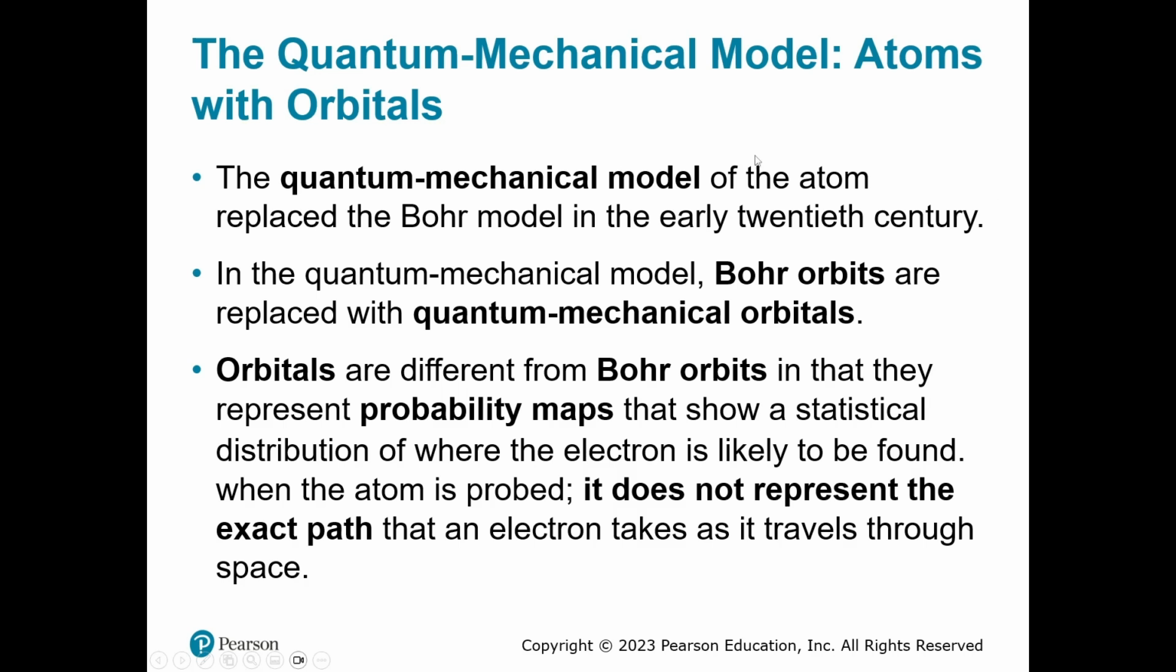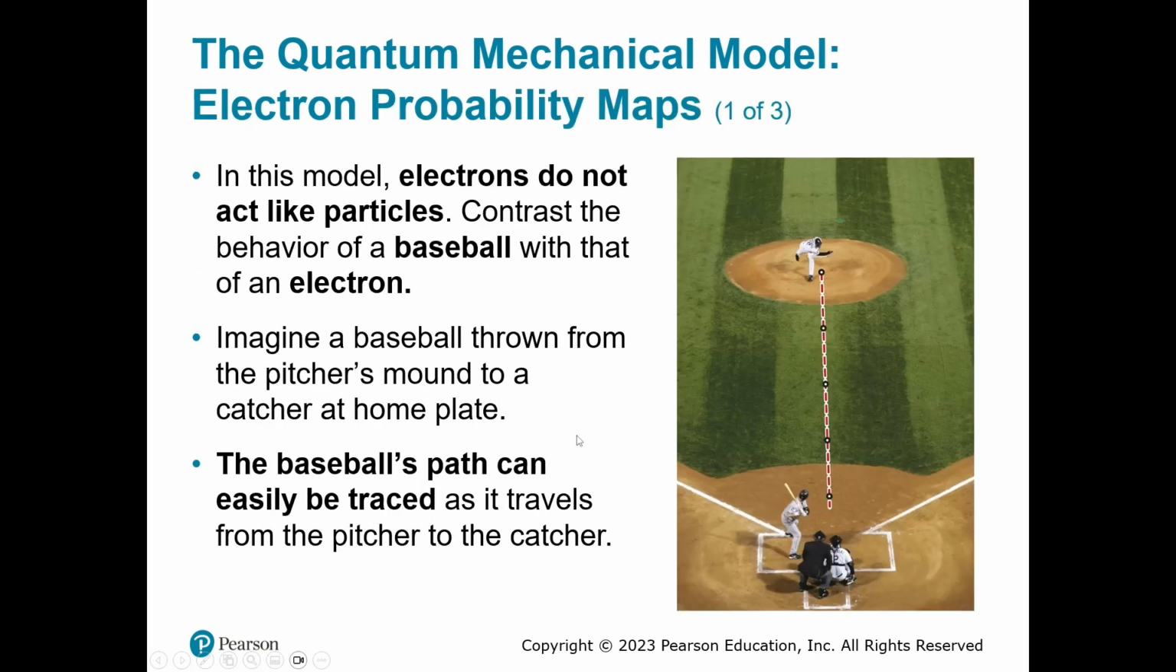And so here's just some of the background on the quantum mechanical model. The big difference in naming is that we change our orbits in the Bohr model to orbitals. These orbitals are not fixed in their location or their distance, but they're probability maps, or what we usually call probability densities.